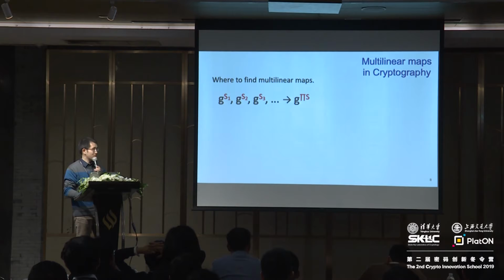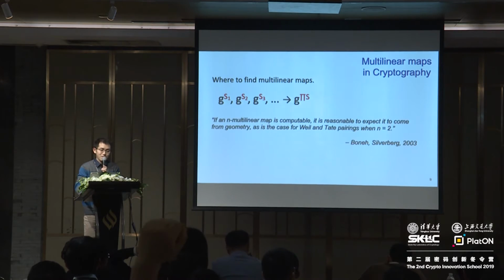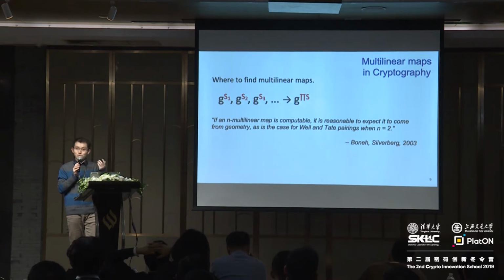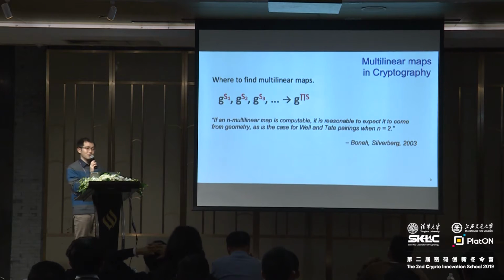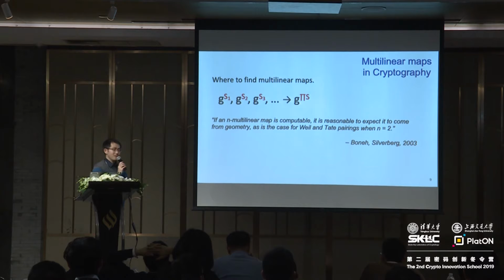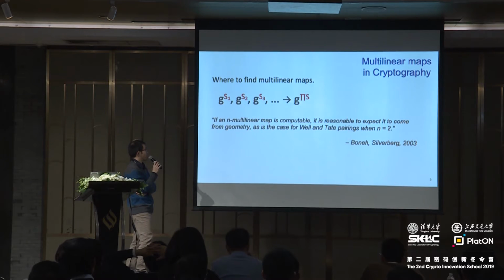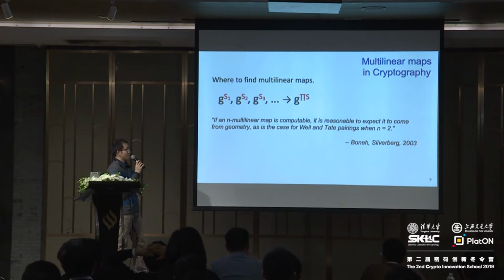So a natural question that we ask is where to find multilinear maps. In the original paper of Boneh and Silverberg, they actually enumerate a lot of efforts of generalizing the Weil and Tate pairing in the elliptic curve. And in one of the last paragraphs of that paper, they say, if an n-multilinear map is computable, it's reasonable to expect it to come from geometry, as in the case of Weil and Tate pairing when n equals 2.